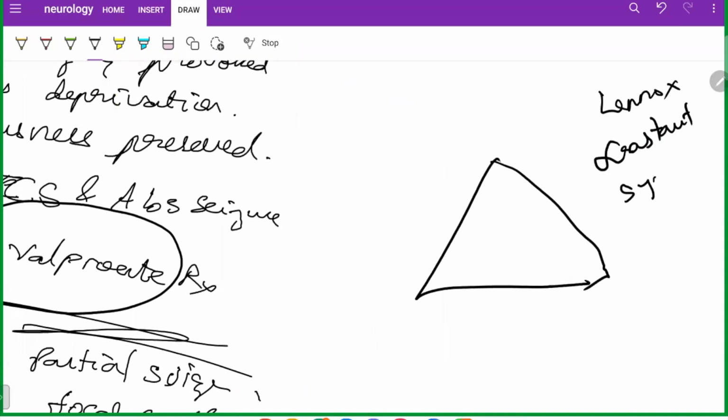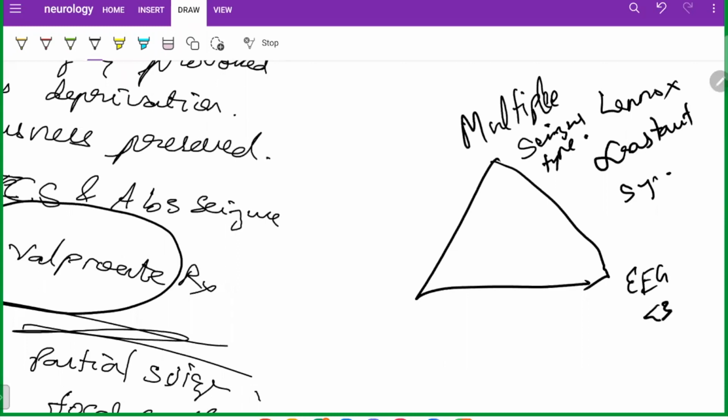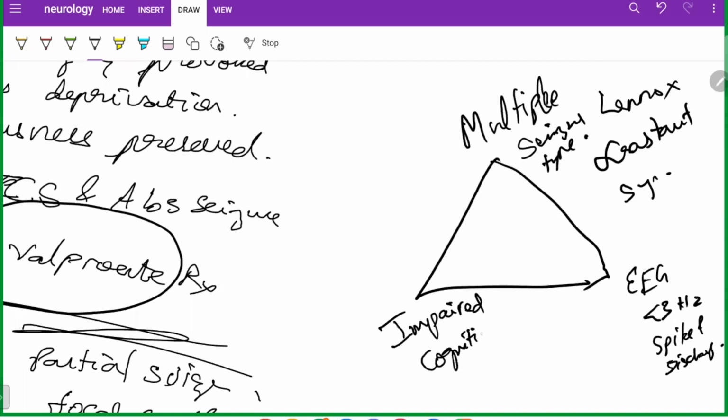Lennox-Gastaut syndrome. இங்க multiple seizure type இருக்கும். Not just tonic, clonic, அந்த மாதிரி இல்லாம multiple seizure type இருக்கும். Number 2, your EEG will be showing less than 3 Hz spike and discharge. That is going to be your number 2. And number 3, there will be impaired cognitive function. Clear? So இதுதான் வந்து Lennox-Gastaut syndrome.